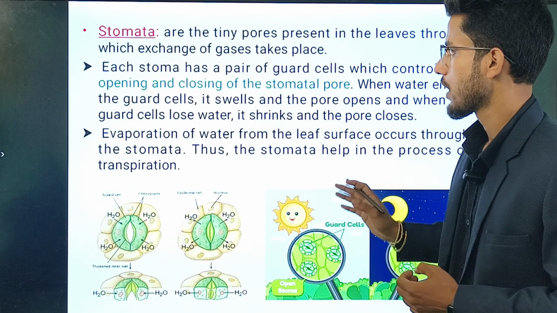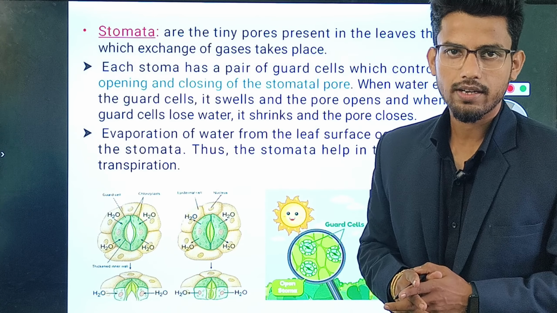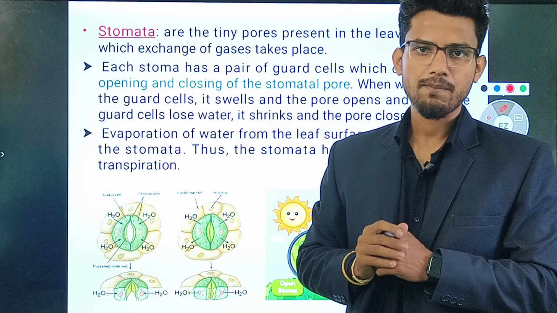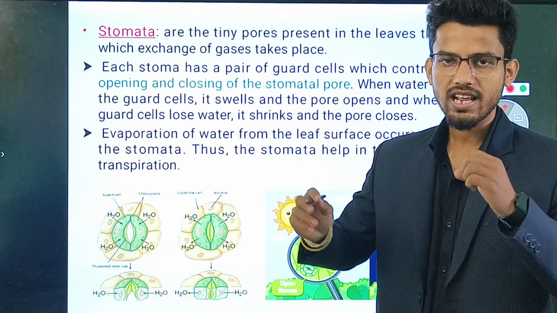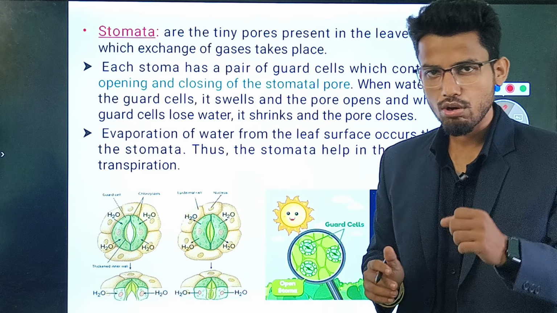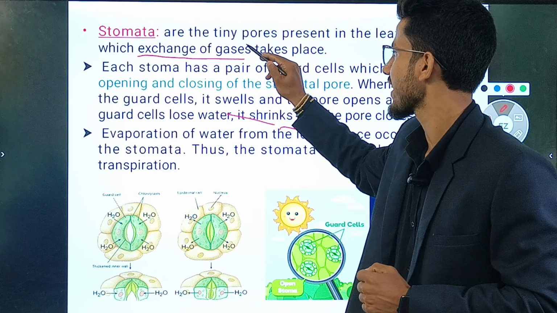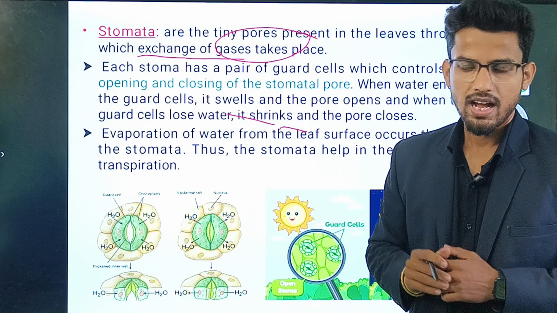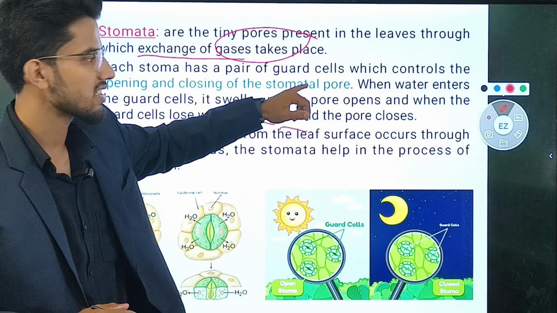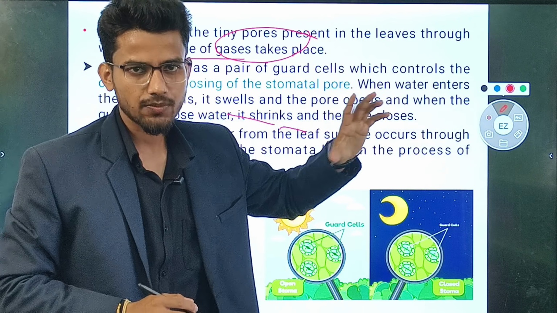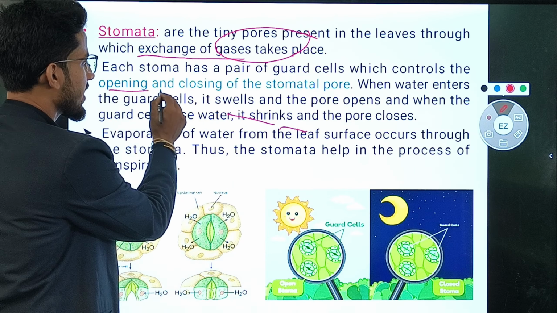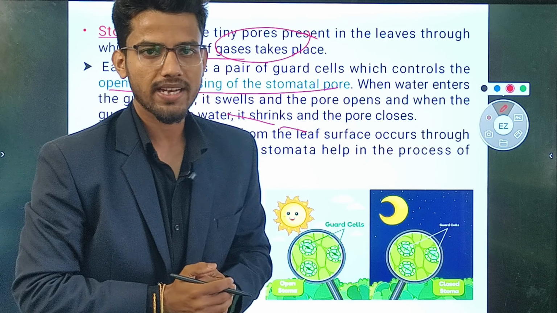So moving upon, one more thing that we need to learn about in this chapter is the stomata. As I have mentioned, these stomata are the tiny pores present on the surface of the leaves, through which the exchange of gases mainly takes place. However, if we look at one particular stoma, it consists of the guard cells. That means these guard cells are mainly responsible for the opening and the closing of the stomatal pore.